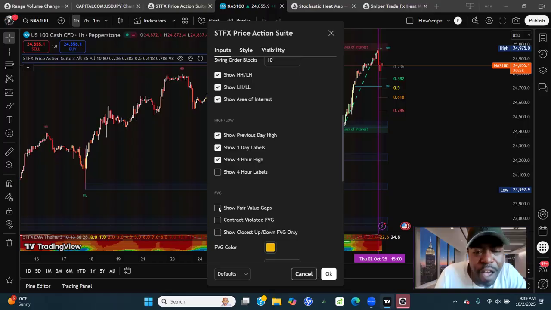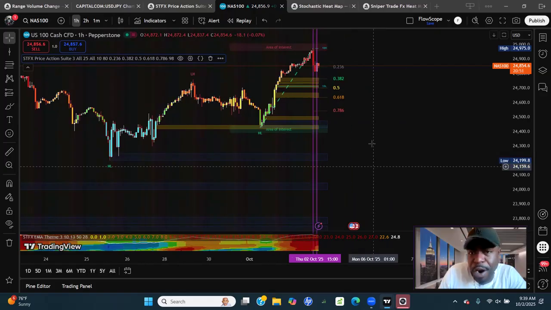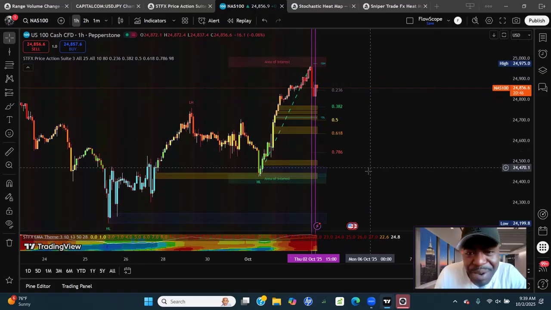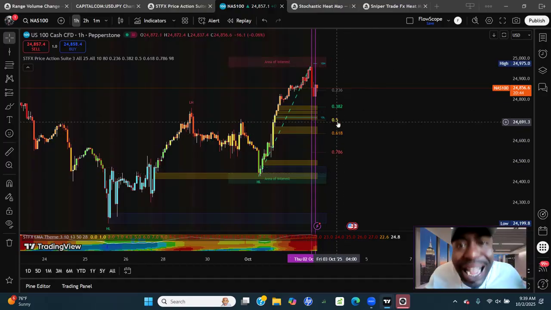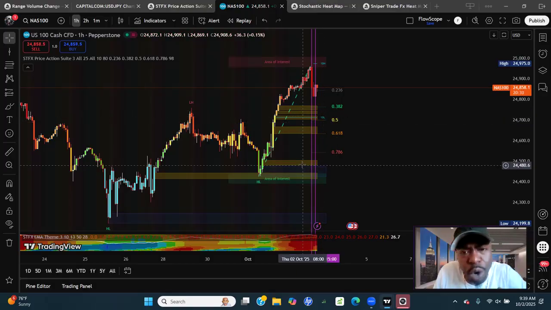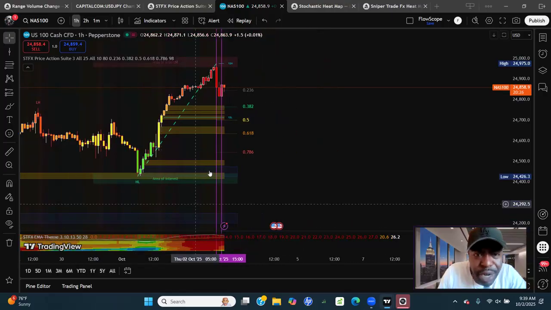Now we also have fair value gaps. So this will show you all the fair value gaps. If you're a fair value gap trader, I got something for you. If you like to trade order blocks, I got something for you, right? If you like to trade the fib, I got something for you. If you like to trade the stochastic, if you want to see if price is overbought, oversold, and you want your candles with the heat map inside your candles, I got something for you. If you like to trade market structure, lower highs, lower lows, I got something for you, right? Sniper Trade FX, baby.